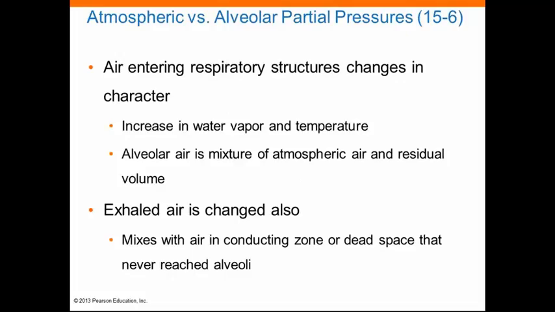Now keep in mind that the partial pressure of oxygen that we just calculated is for atmospheric air, but air that enters your respiratory tract changes as it mixes with moisture and residual volume air. Therefore, the partial pressure of oxygen in alveolar air is actually more like 100 millimeters of mercury, or about 13.2%.